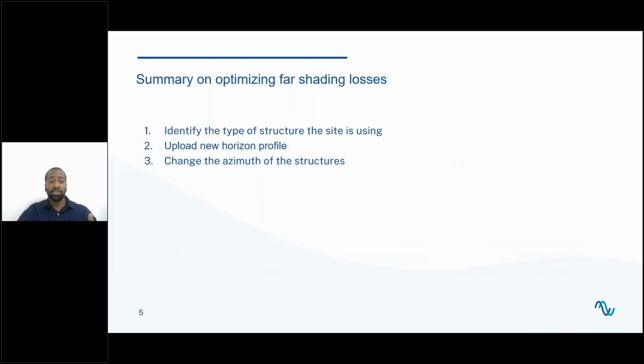And another summary of what we actually did here. One of the first things that you need to be doing is identify the type of structure that your site is actually using, right? You can upload that horizon profile. And in case you have a fixed structure, then you can change the azimuth. If you have a tracker or an east and west side, changing the azimuth wouldn't really make much of a difference. And in fact, it can actually decrease your energy production, right? So this should mainly be used if you have a fixed structure.